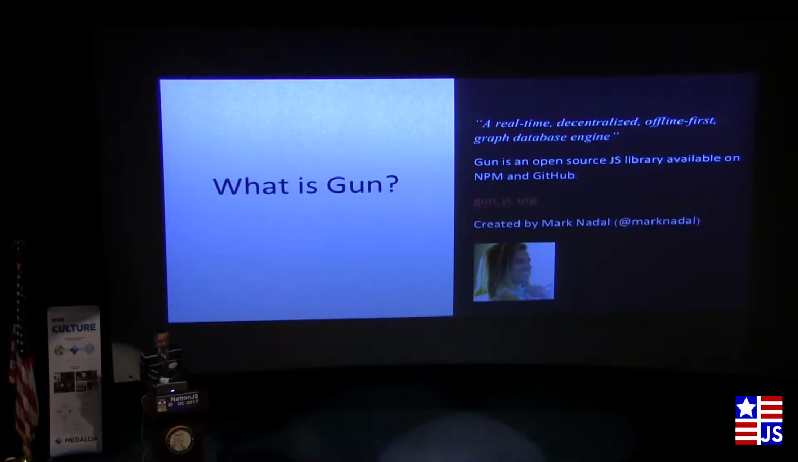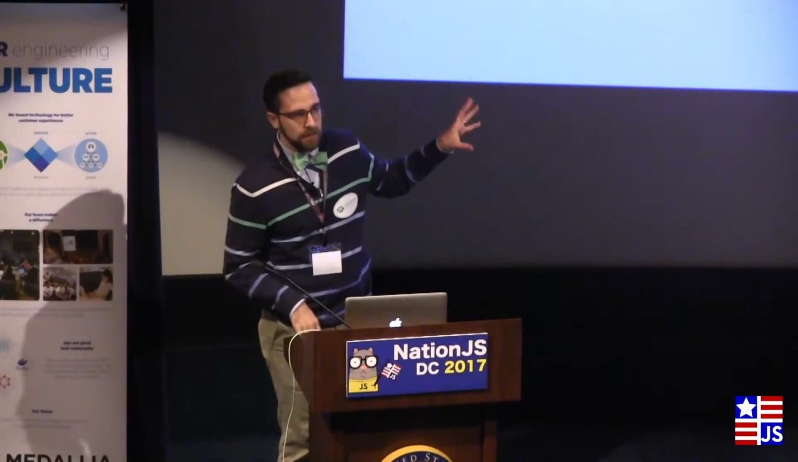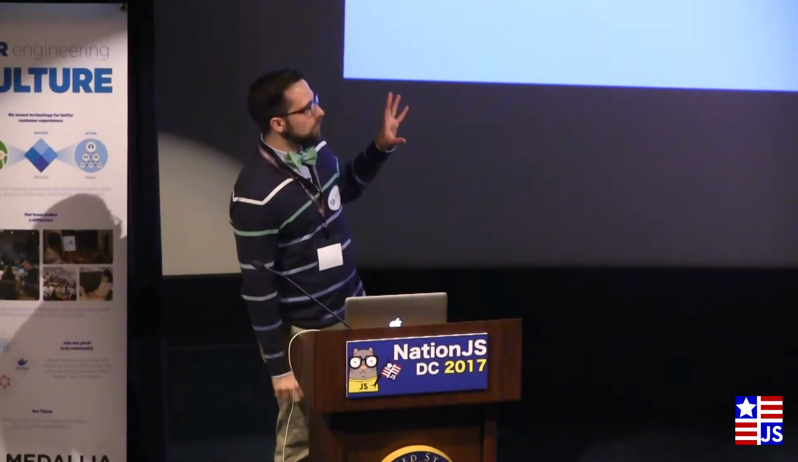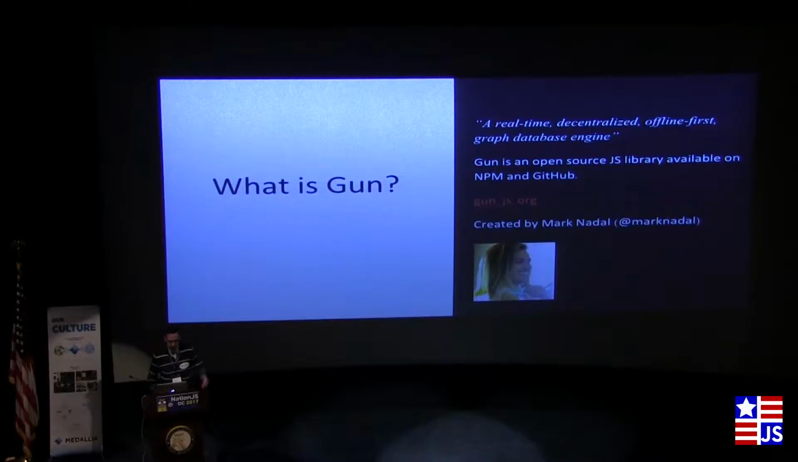So what is Gun? Gun is a real-time, decentralized, offline-first graph database engine. That is a whole bunch of jargon. By the end of this presentation, I think that'll make sense. It's all fairly simple concepts once we break it down. It's also an open source JavaScript library. It's available on NPM and GitHub. And there's its website if you want to check that out.